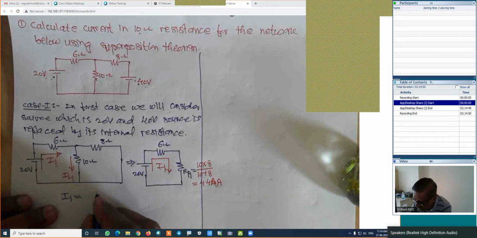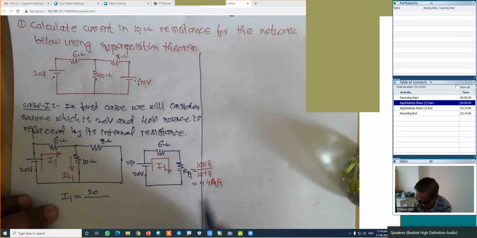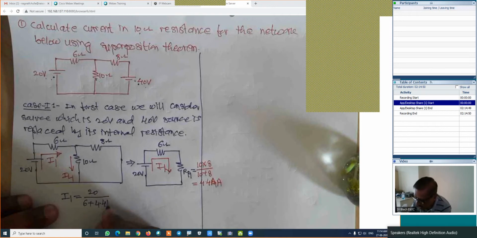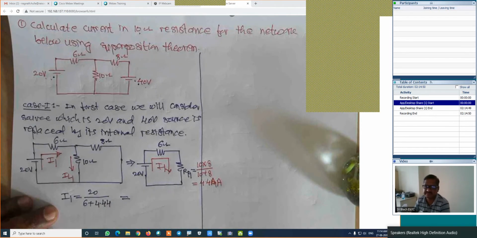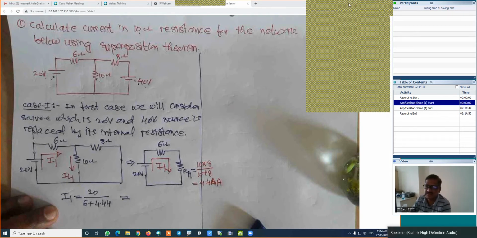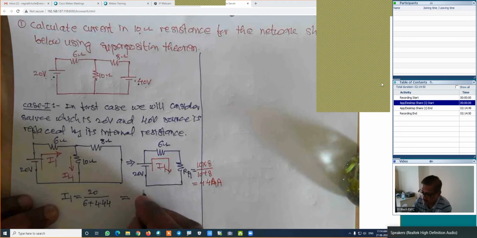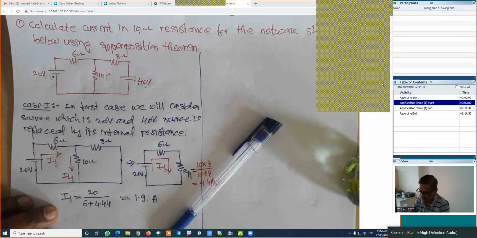Total voltage, which is 20, divided by total resistance, 6 plus this value, that is 6 plus 4.44. How much is the current I1? Yes. Anyone? Chaya or someone other? 2.36 ampere. Yes, Saurabh. Sir, 1.91. Chaya, how much is your answer? 2.36 amperes. Yes, Rishikesh. 1.91 ampere. 1.91 is the correct answer.